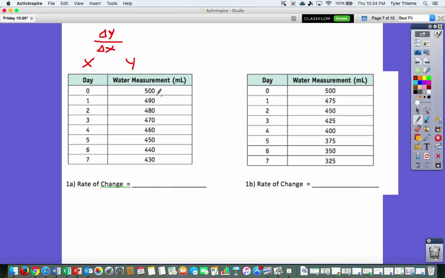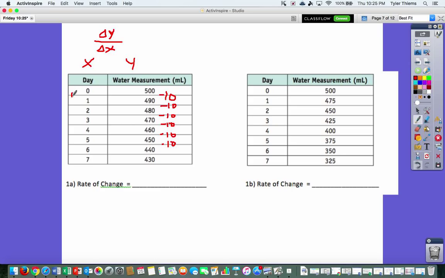So the change in the y, 500 to 490, water measurement. The water seems to be going down here. It's going down by 10 each time. Minus 10, minus 10, minus 10, minus 10. Each one is minus 10. So it's a constant rate of change going down in the y.